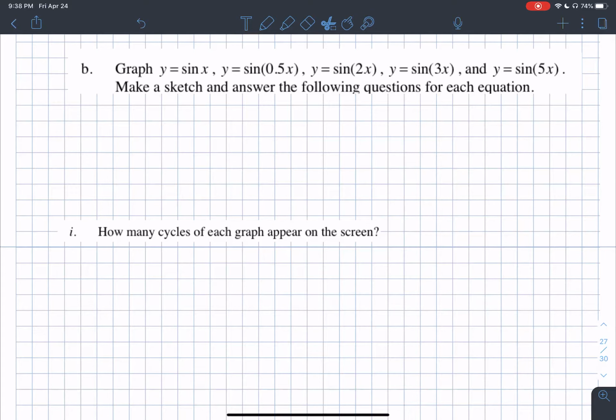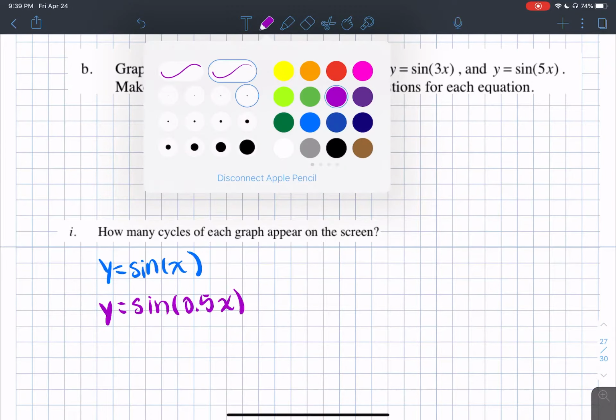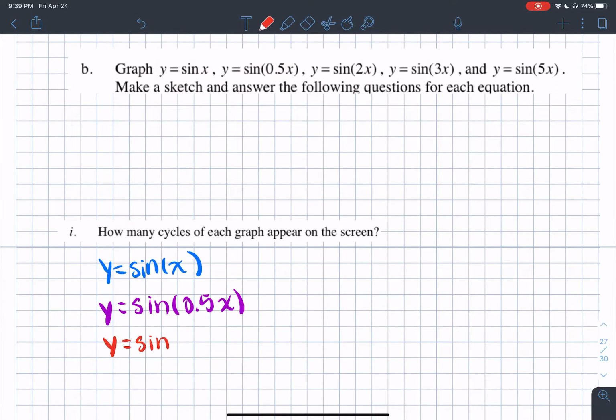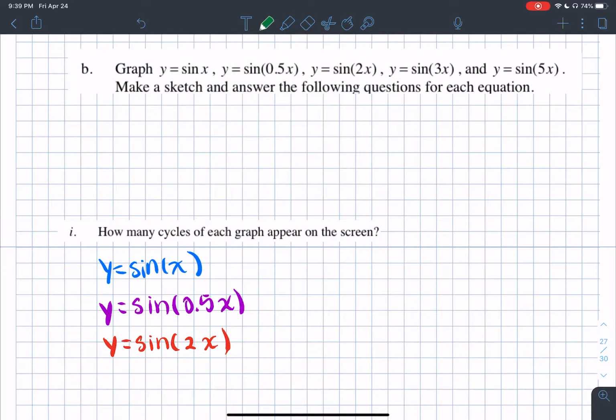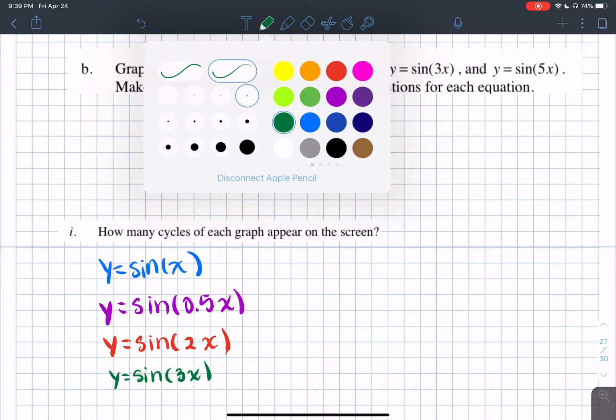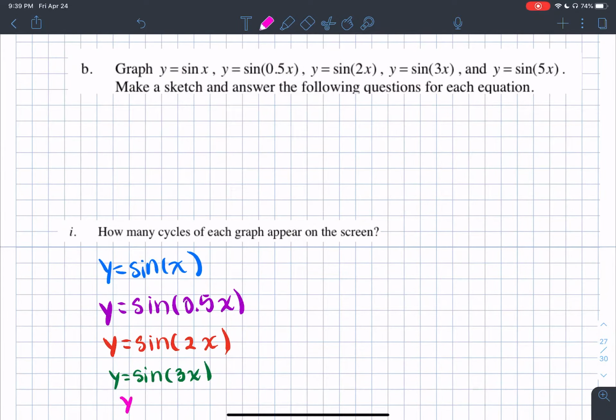So part I is asking us how many cycles of each graph appears on the screen. So for y equals sine x, y equals sine of 0.5x, y equals sine of 2x, y equals sine of 3x, and y equals sine of 5x. How many cycles for each of these?